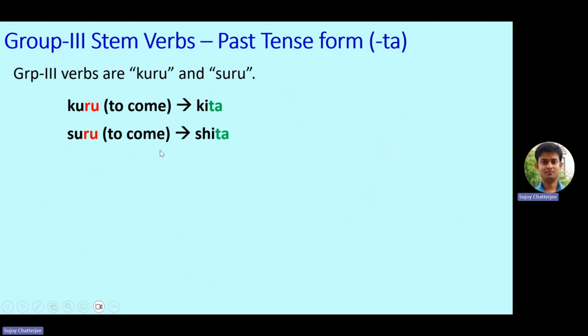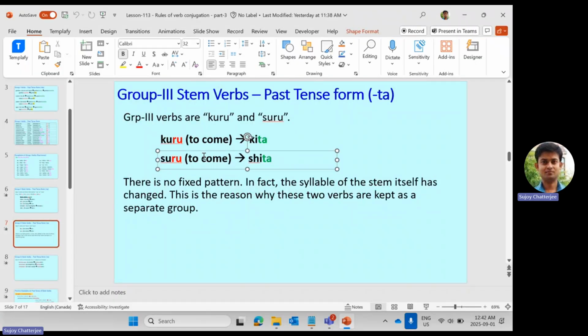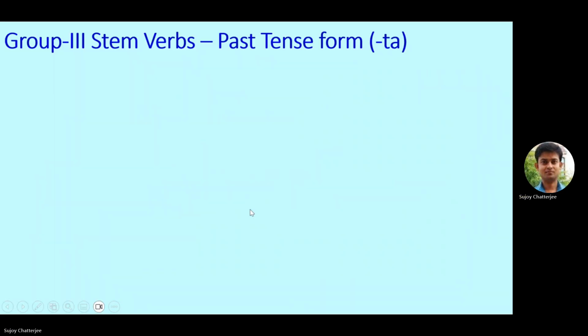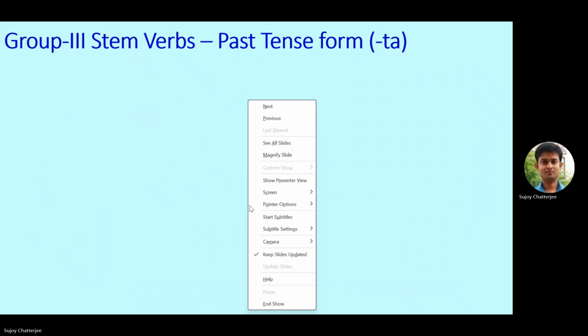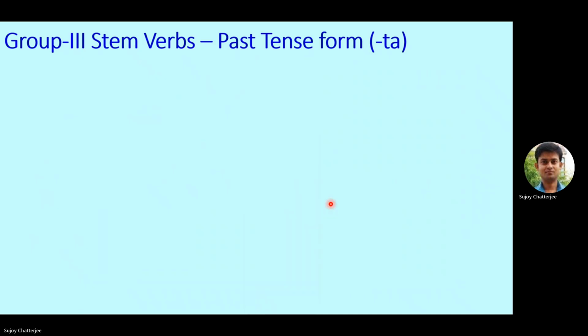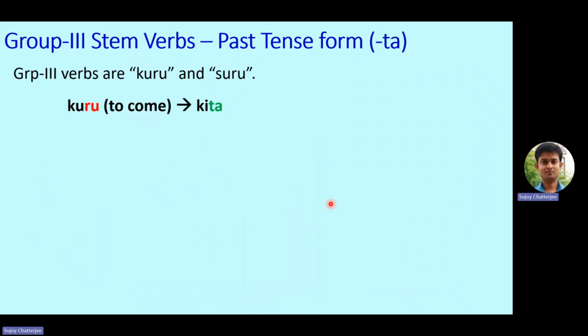I'm sorry for this mistake. So this is to do, that is, doing some work. So kuru, to come, becomes kita. The same rule, but as you can see here, it doesn't become kuta. Kuru doesn't become kuta, unlike the rule of group 2, but kuru becomes kita. Similarly, suru becomes shita.